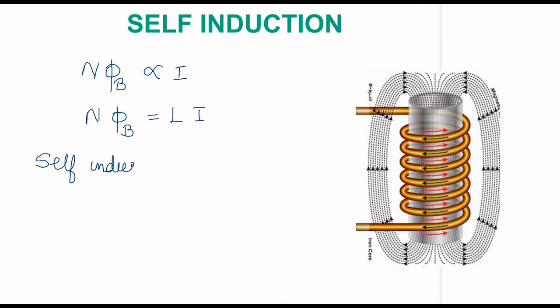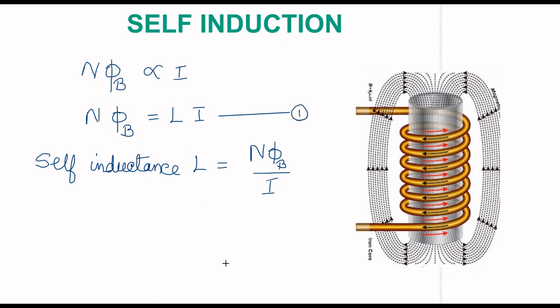self-inductance or coefficient of self-induction. What is self-inductance L from this equation? L is equal to n phi b by I. Let us call this equation number 1.